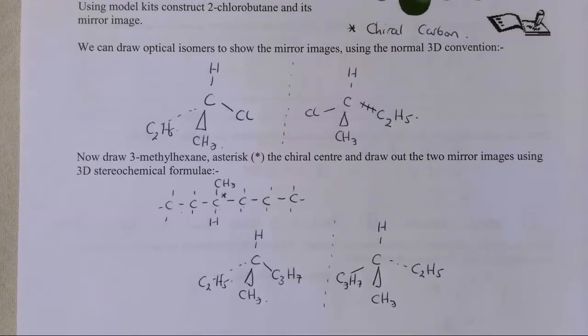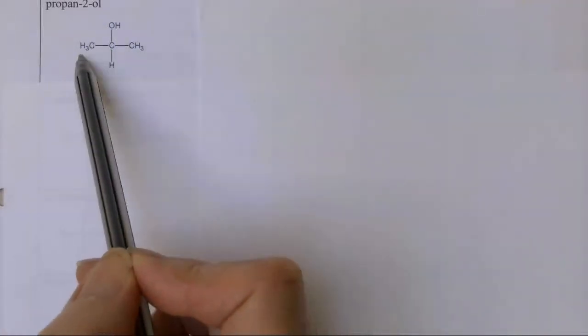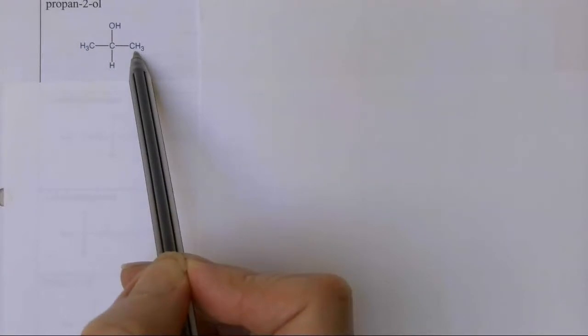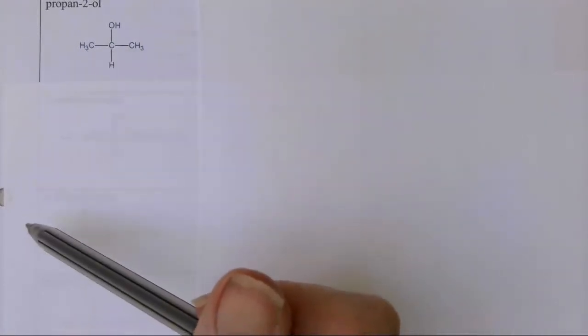So what I'd like you to do now is to pause the video and have a go at the table on the next page. Okay, so the first molecule that we're looking at on this page is propan-2-ol. Well, as you can see here, it's got 2 CH3 groups, so it's not got those 4 different groups. Its mirror images, we would say, would be superimposable, so there are no isomers present. So that does not have optical isomers.